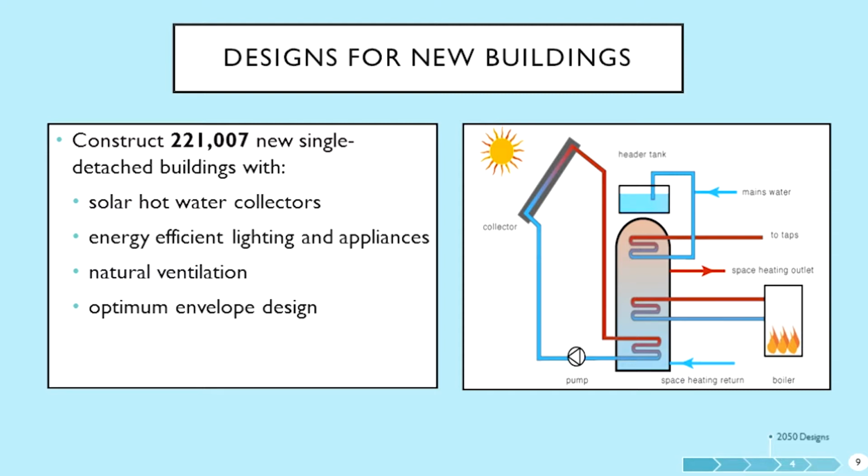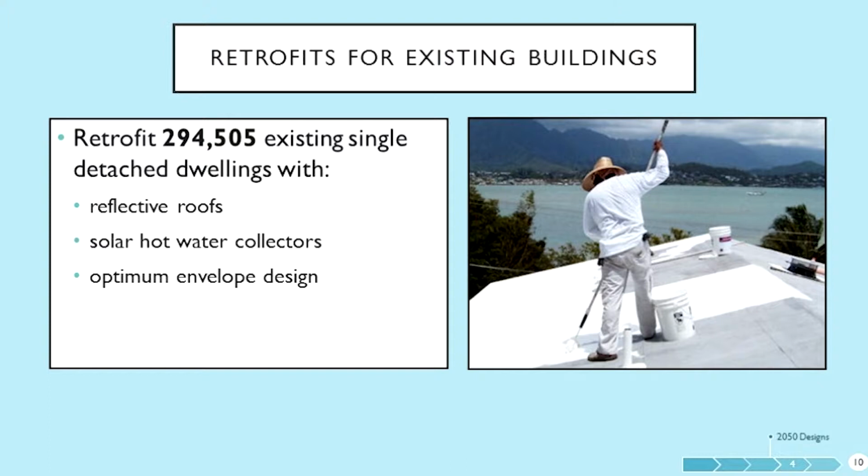For the retrofits of existing buildings, it's pretty similar to construction of new buildings, but instead of having the natural ventilation component, which is difficult because you can't really reorient existing buildings, we want to be implementing reflective roofs, which is really painting the roofs a lighter color to promote passive cooling and decrease the solar gains, as well as implementing solar hot water collectors and trying to have a more optimal envelope.